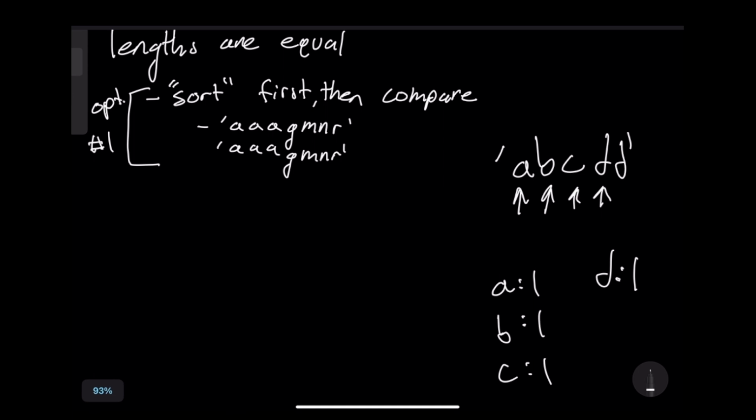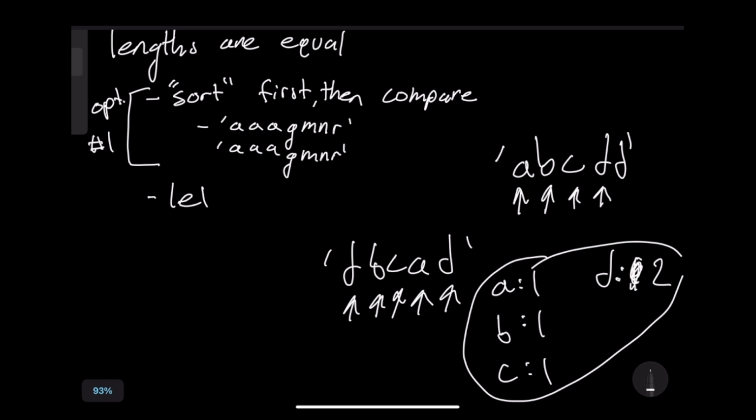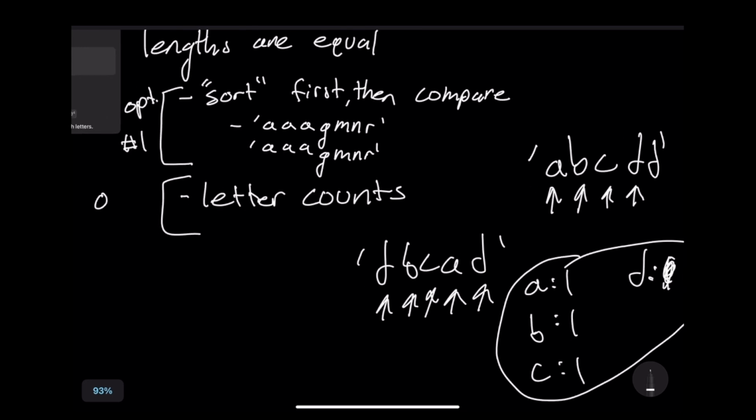And say there was another D at the end of here, then we could say that we've seen D twice. And then we could look at another word, let's say D, B, C, A, D, and then we would see that the counts match exactly, right? There's 2 Ds and then 1 B, 1 C, 1 A, which exactly matches what we wrote here. So I guess I could call this technique letter counts. And that would be option 2.